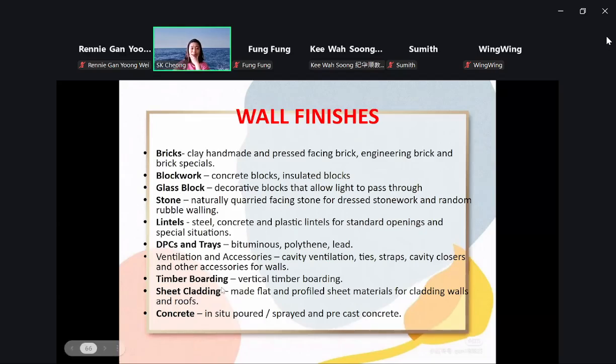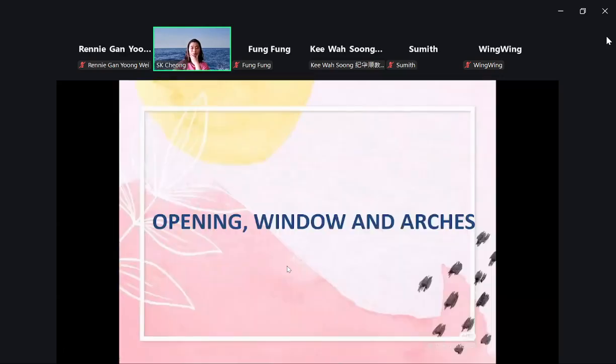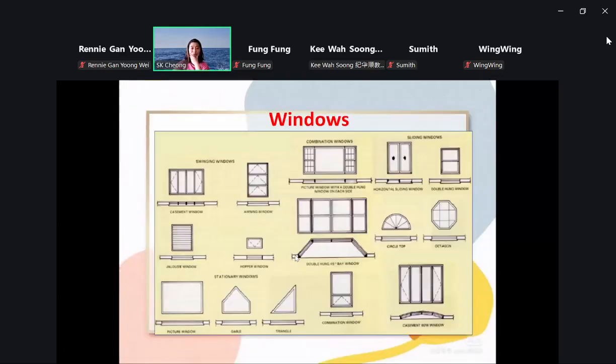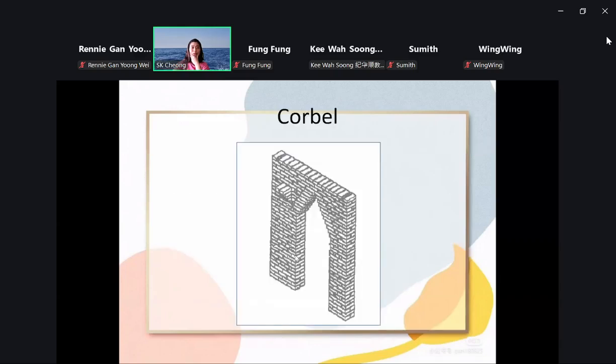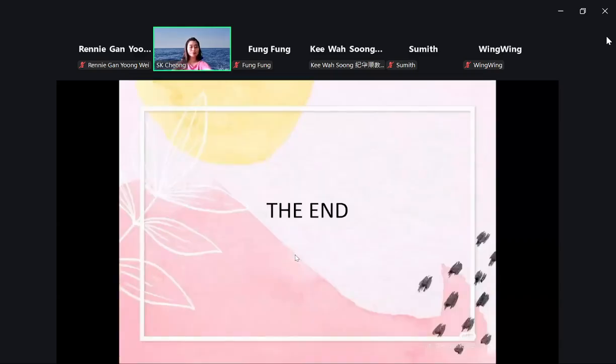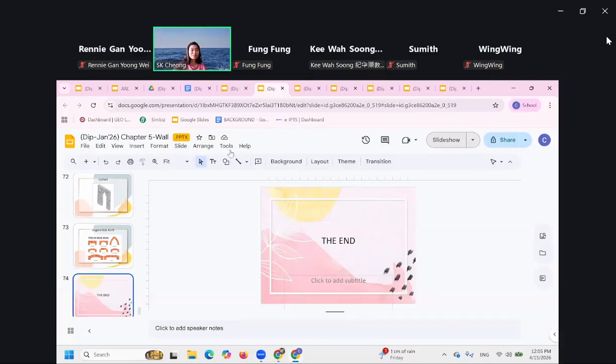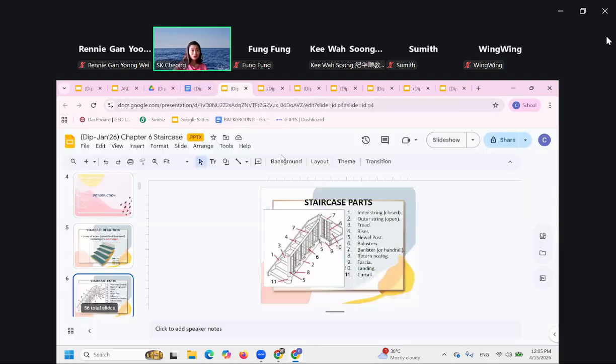Stone, bricks, timber or concrete, openings and windows. All right. This is the second last chapter, which is for wall. The last chapter for revision will be staircase.